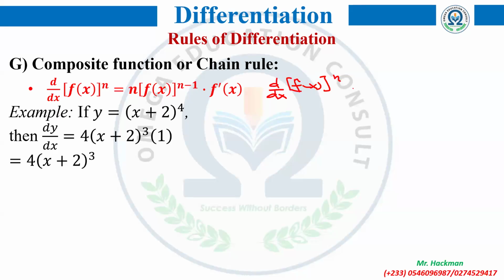This will be equal to, what is the rule? Bring the power down. So I'll bring the power down to come and multiply my function. So my function will be f of x. But that is not all. Then times d/dx of the function itself. So d/dx of f of x. And that is the rule that we use in all functions basically.